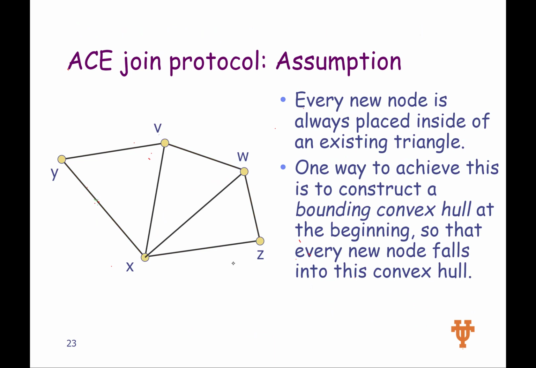Okay. So the assumption is that every new node is always placed inside an existing triangle, because we assume that it's in the convex hull. One way to achieve this is to construct a bounding convex hull at the beginning. So you set up a number of virtual nodes on the boundary. Then every new node will be inside the convex hull. Does that make sense? Okay.